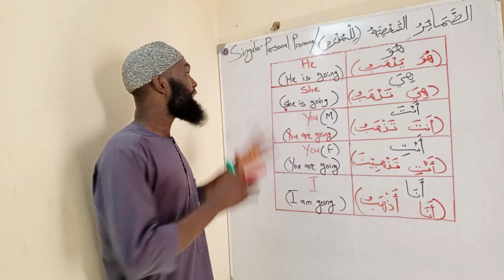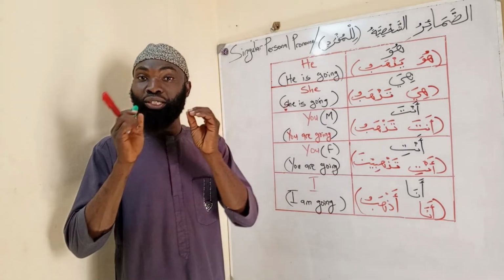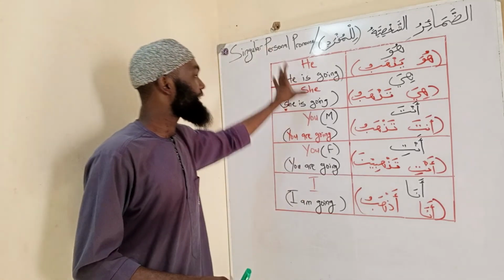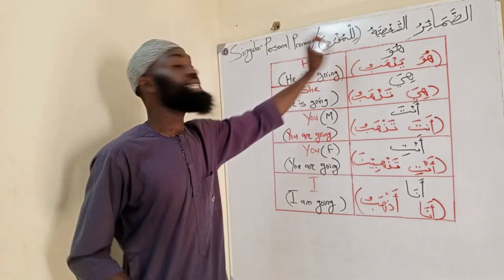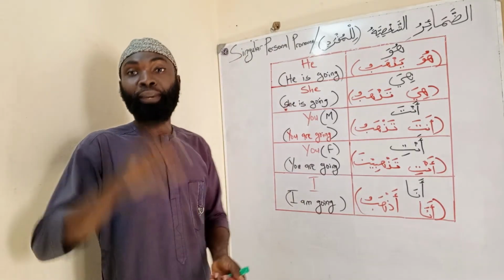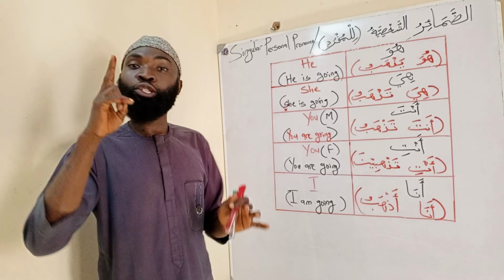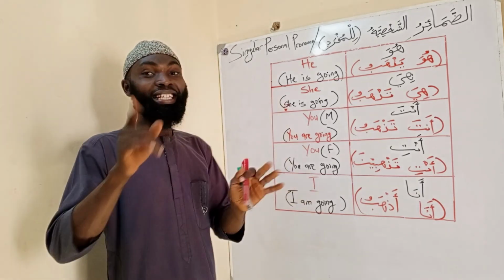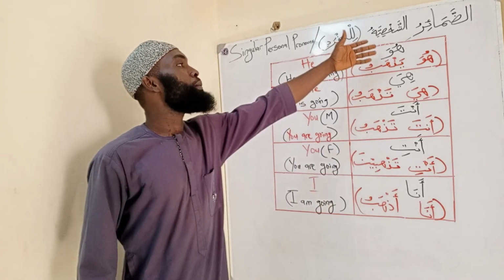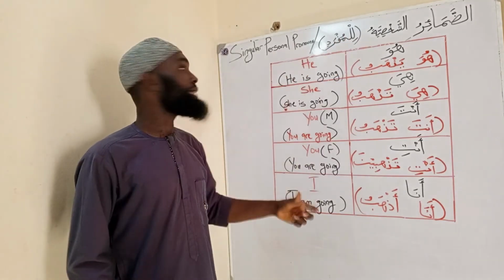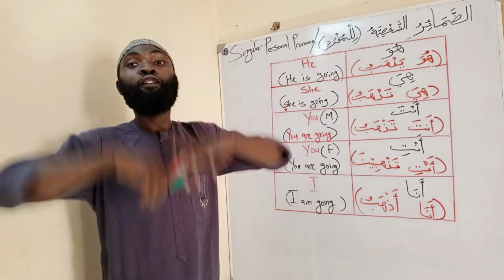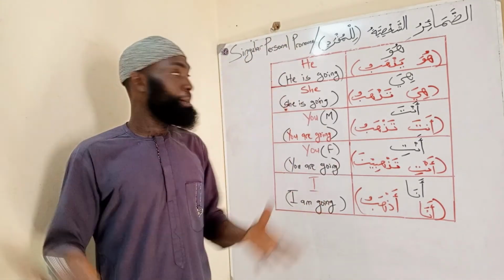With this, we come to the end of this lesson of today. In our next lesson, we are also going to do the same thing with the dual personal pronouns, meaning personal pronouns used for two people. That is what you will be getting in our next video. And afterwards, we also go for the plural personal pronouns, the personal pronouns in Arabic for plural, for many people.